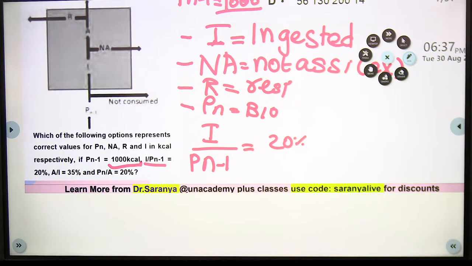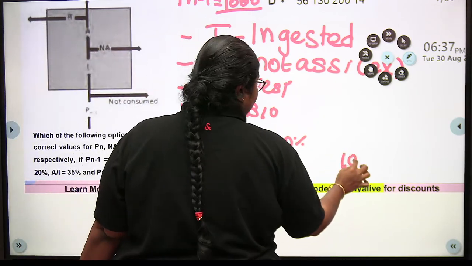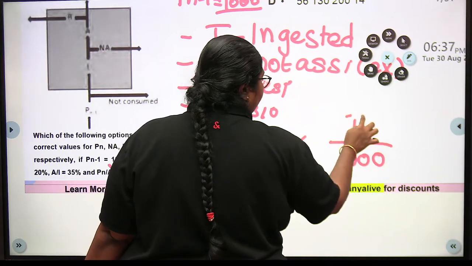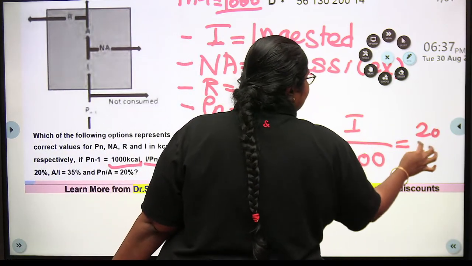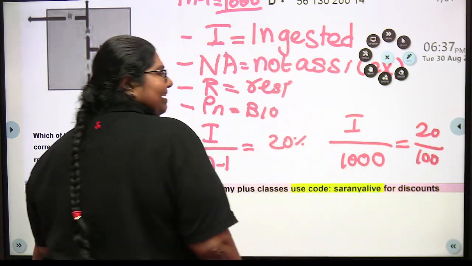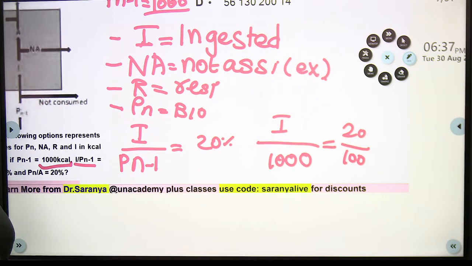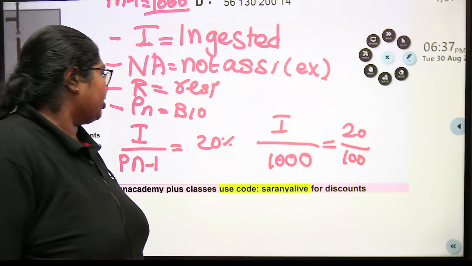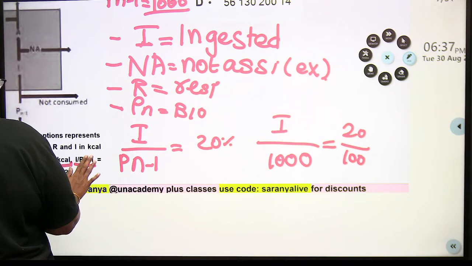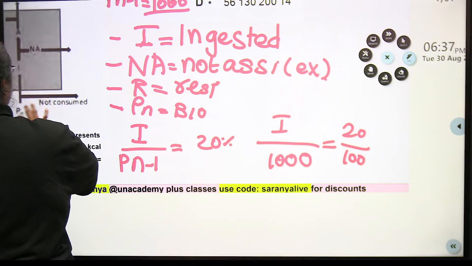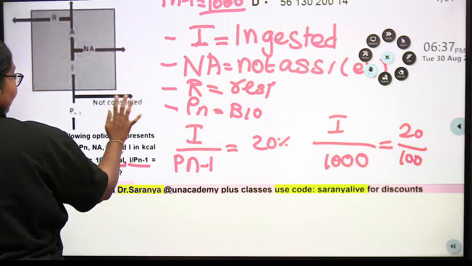So you know the Pn minus 1. Pn minus 1 is going to be 1000, right? You don't know I, fine. But you know this equal value. It is 20 by 100. So now can you calculate this I? Everybody should answer this. I divided by Pn minus 1, based on this question, they have given that it is going to be 20%.